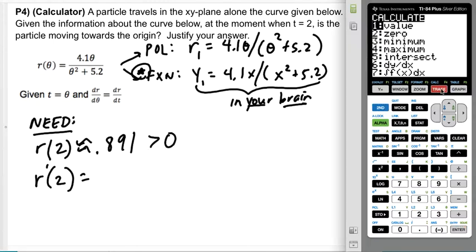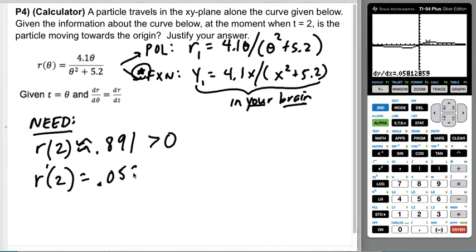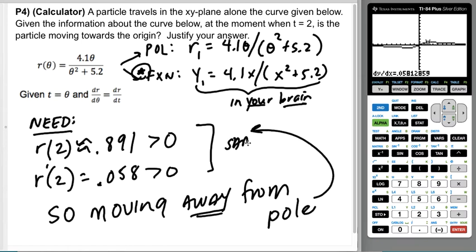And then I can do second calc. And again, here I want dy dx because I know that I'm using my y and x to represent r and theta respectively. And I get 0.058, which is also greater than 0. So this thing is moving away from the pole, right? Because they have the same sign. And that's the gist of it, right?